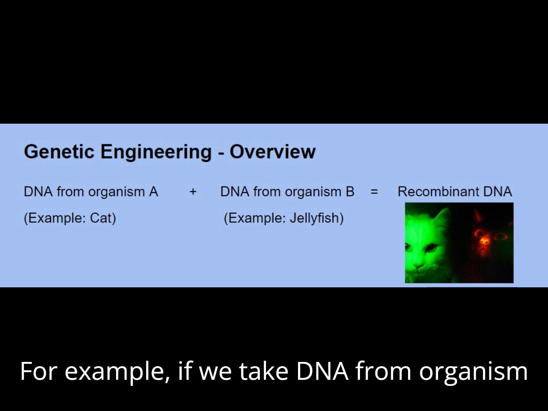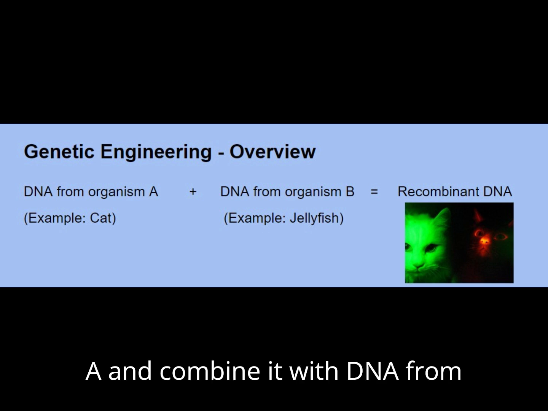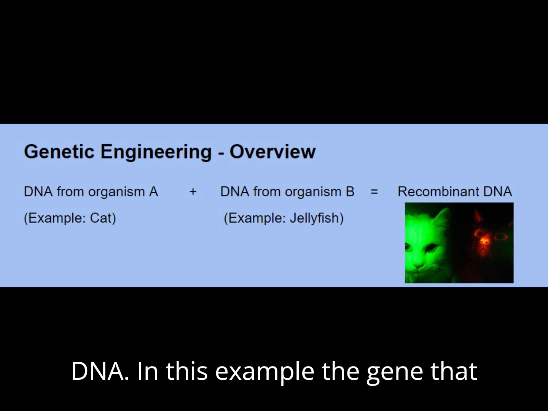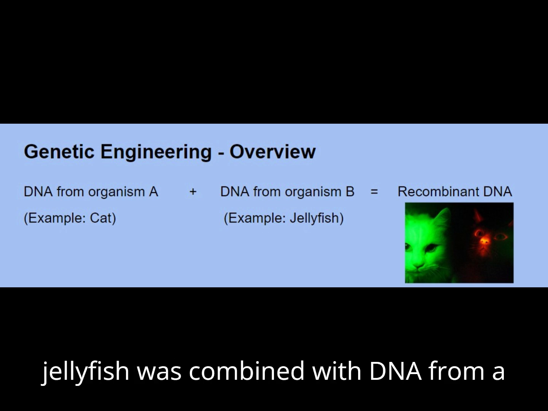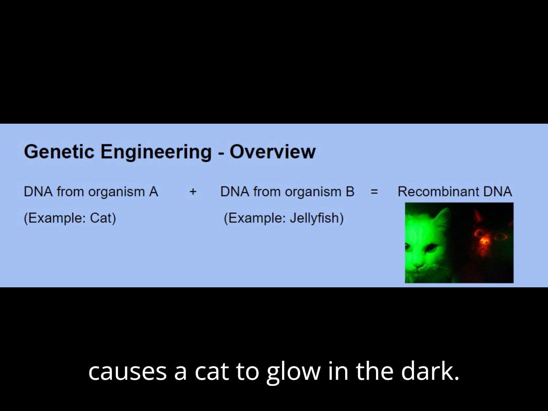For example, if we take DNA from organism A and combine it with DNA from organism B, we create recombinant DNA. In this example, the gene that codes for glowing in the dark in jellyfish was combined with DNA from a cat to produce recombinant DNA that causes a cat to glow in the dark.